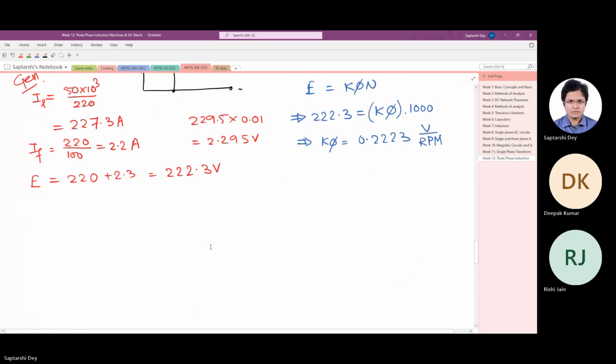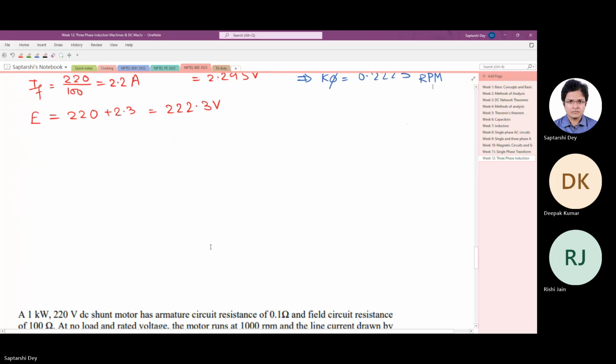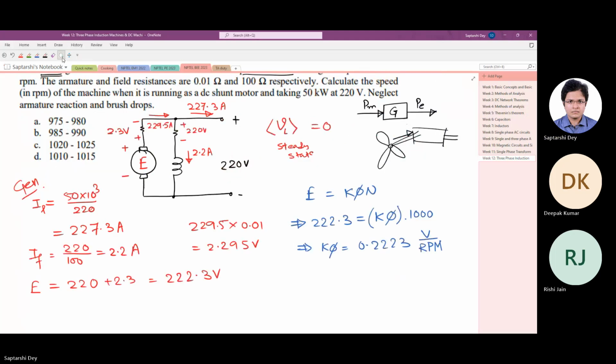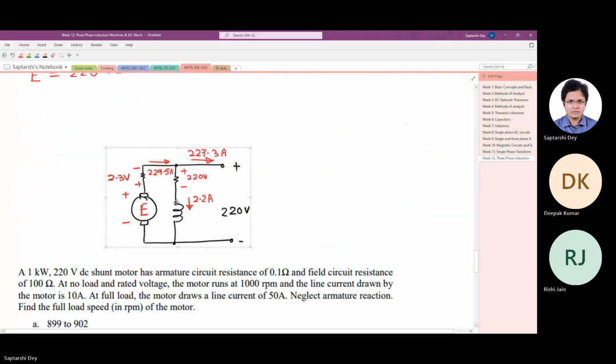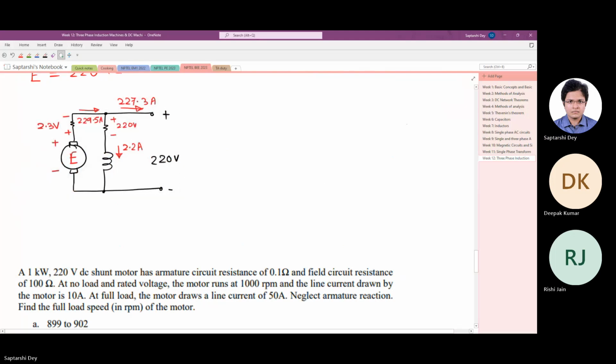Am I going too slow? I'll copy this and this I will remove. It is now working as a motor, so it is now taking power from the grid. But you see here one thing, the field circuit current and voltage do not change, because it doesn't understand whether it's a motor or a generator. What it sees is it is connected to a 220-volt grid.